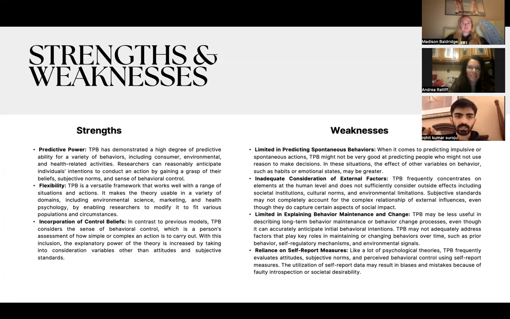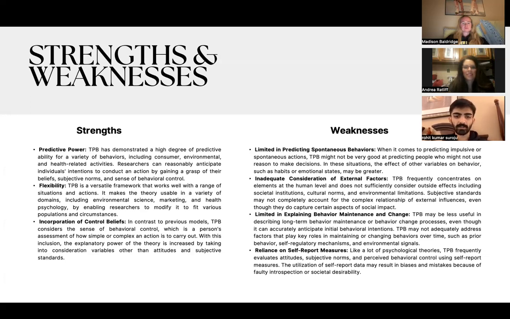And the second one is flexibility. It is a flexible tool that can be used in different fields such as environmental sciences, marketing, and health psychology. And the third one would be incorporation of control beliefs. This model adds the concept of behavior control, which is how easy or difficult someone perceives it to be to perform an action.